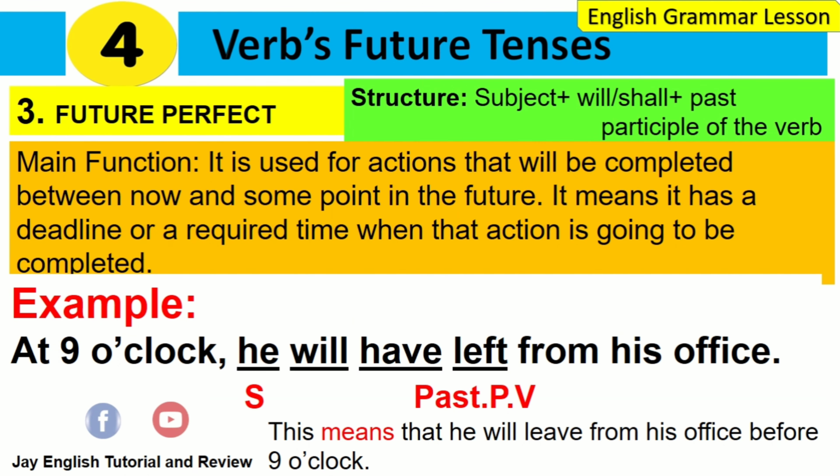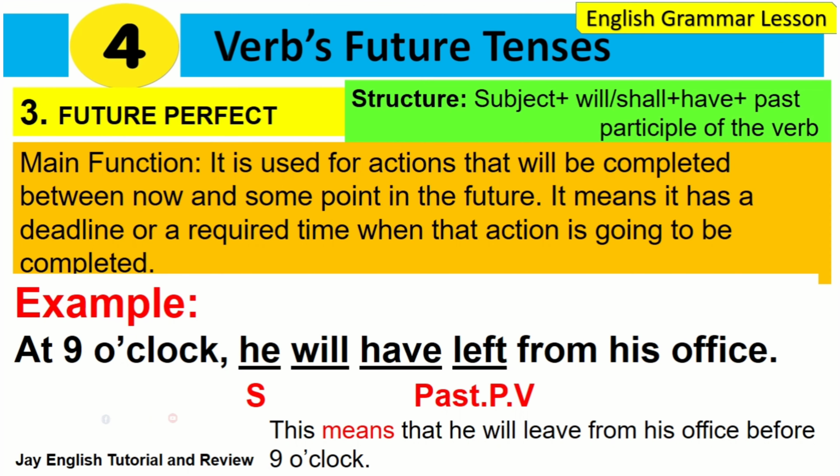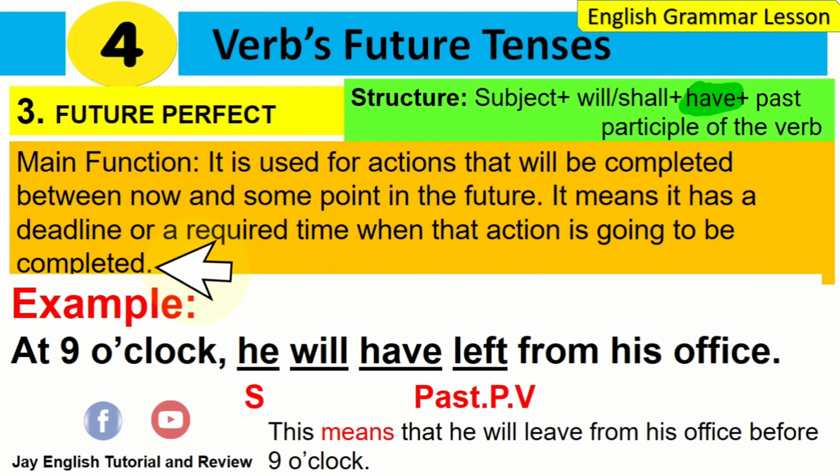Let's move to future perfect. Structure. We begin with a subject followed with the modals will or shall plus the auxiliary verb have plus the past participle form of the verb. Main function. It is used for actions that will be completed between now and some point in the future. It means it has a deadline or a required time when that action is going to be completed.